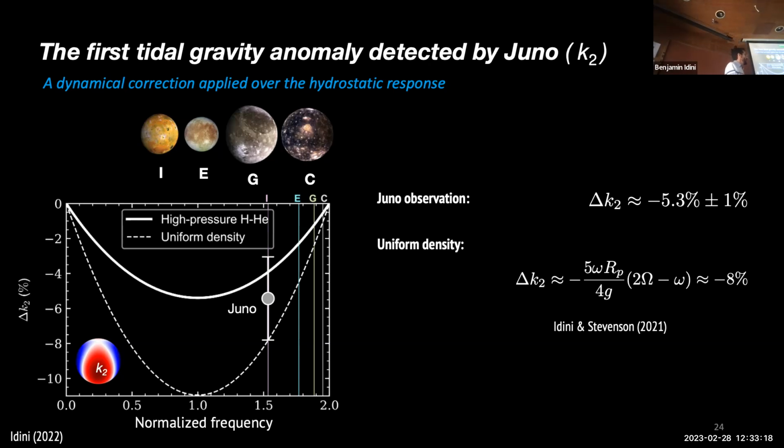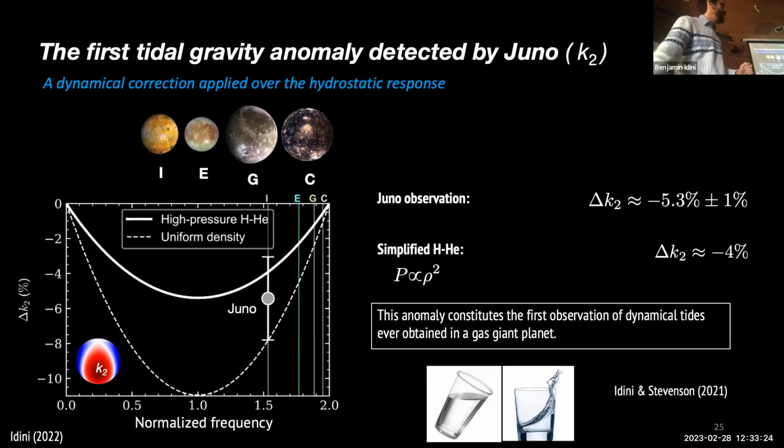We can do much better than that if we solve this system of equations I showed you before, which are fairly complicated. There's coupling involved. You need to use a spectral method. It's actually fairly complicated to get a very simple number, but the simple number is in agreement, much closer to the observation. And that's it. We see the first evidence of dynamical tides in a gas giant planet. So we have a first in that sense.